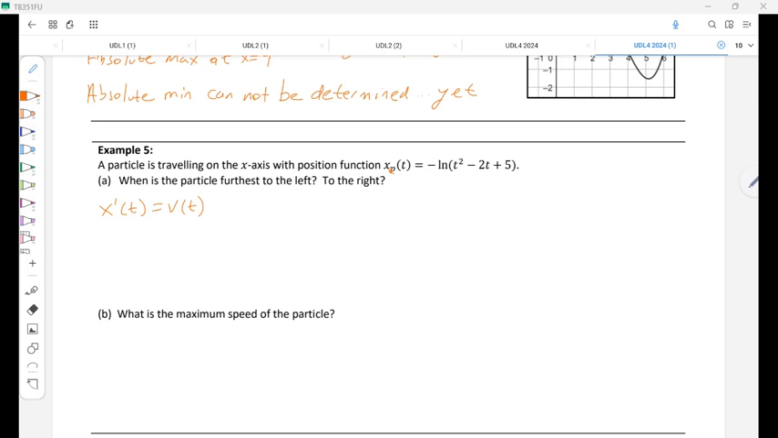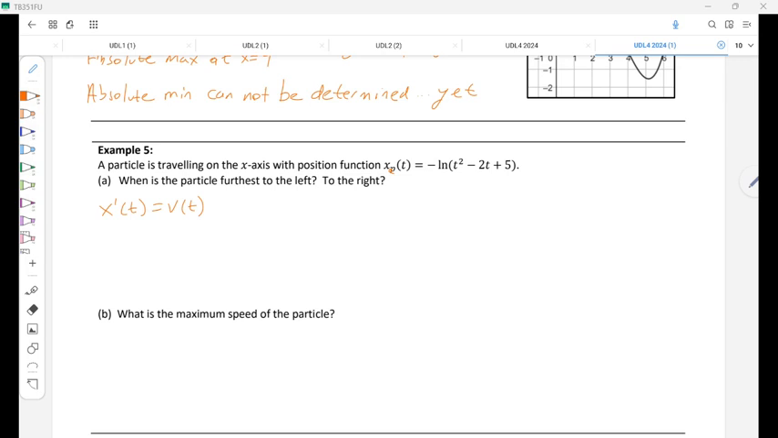Because we're doing particle motion, we want to know when the velocity is zero, but that's the same thing as finding a critical value, specifically when the velocity is zero. It also could happen when it's undefined, but usually when you have an equation like this, we're looking for when it turns to zero. Okay, so that being said, let's find x prime.